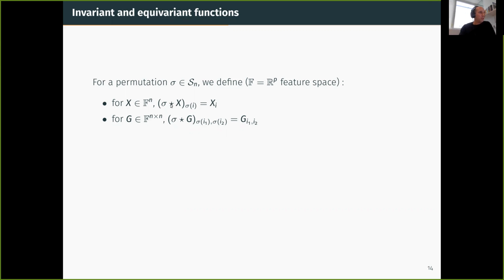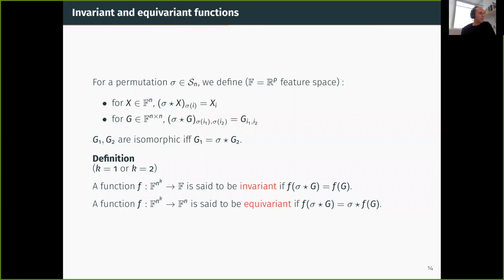Of course, you can also define an action of the permutation group on a vector of dimension n by just permuting the indices. And now two graphs are isomorphic, so they are basically the same, if you can go from one to the other with this action sigma, so if you can go from one adjacency matrix to the other by permuting rows and columns.